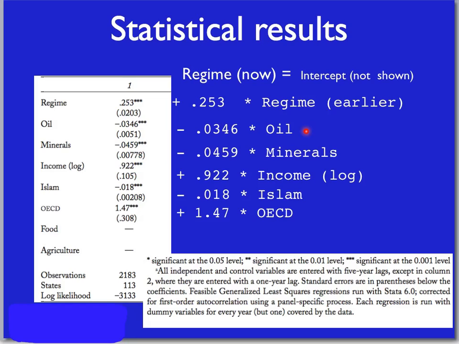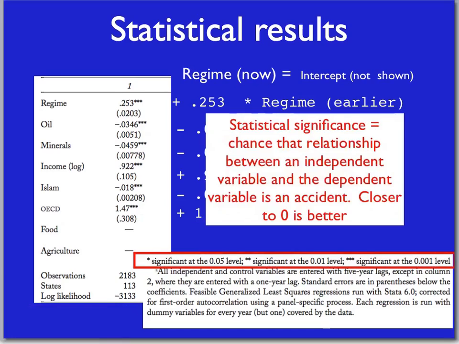So that's what he was interested in studying, and the computer tells him that indeed oil seems to have a negative effect on democracy. Another thing that's reported on this slide is what's known as statistical significance. And you'll note that each of the coefficients has a set of stars next to them. And what the stars represent is explained down here. It's whether or not the result is statistically significant and how statistically significant it is.